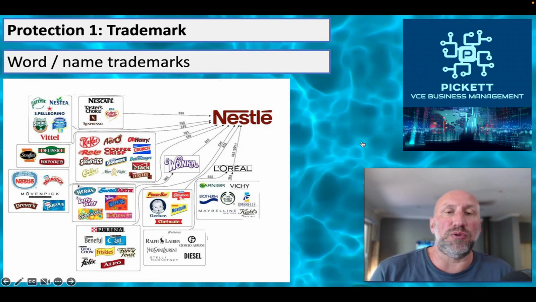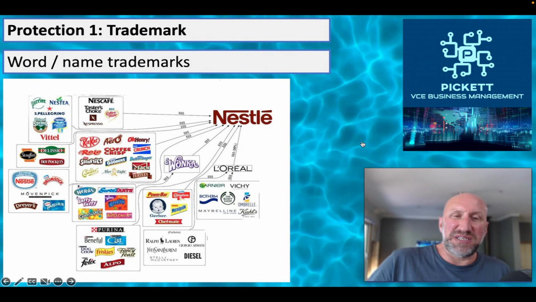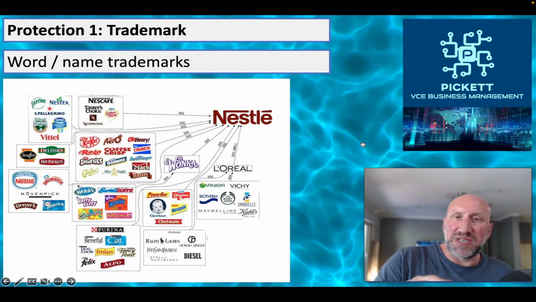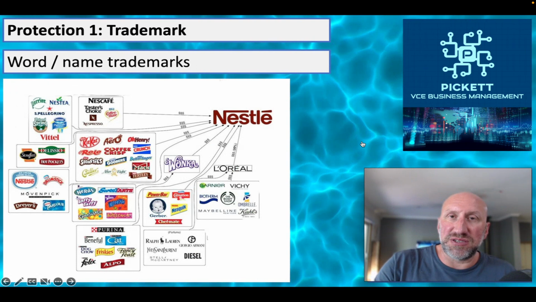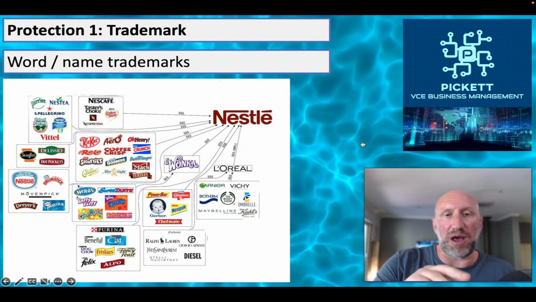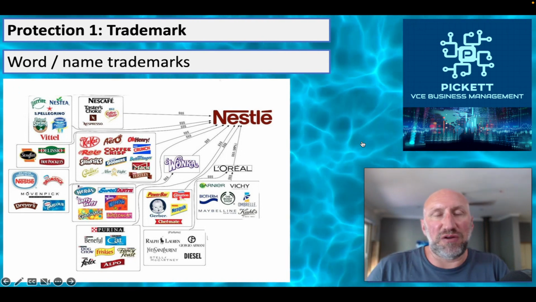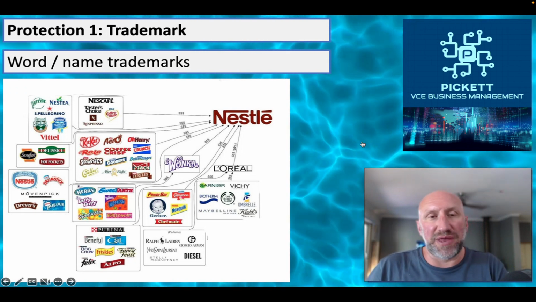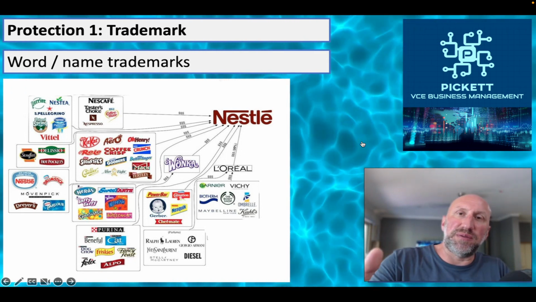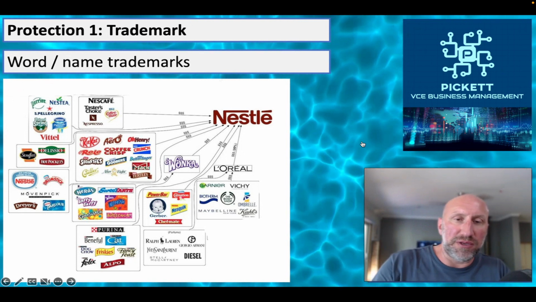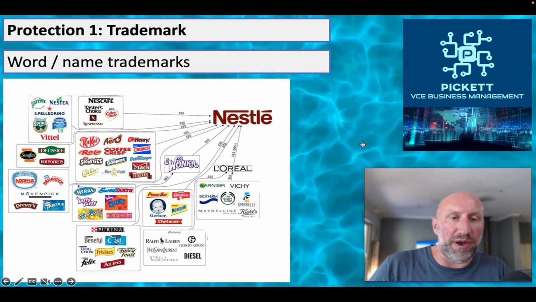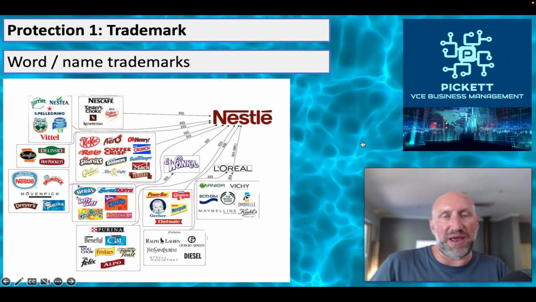In this example, we've got Nestle. This is just a diagram identifying some of the brands, certainly not all of them, that Nestle own. So the word or the name Nestle in and of itself would be trademarked and they would own that. But then they would also own the trademark to the name L'Oreal, Garnier, Vichy, Wonka, and all of those others that you see there in front of you.